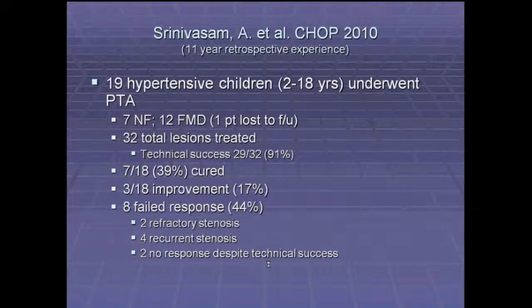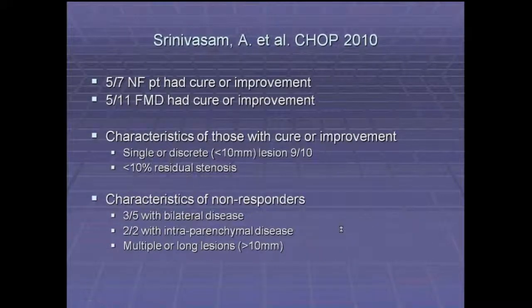And most recently, a group in Philadelphia, 19 hypertensive children. Again, nearly 40% of them were cured. 3 out of 18, so 10 out of 18 had significant improvement. 8 failed responses, right? And this is how they broke down. 5 out of 7 with neurofibromatosis had cure or improvement, whereas 5 out of 11 with FMD had cure or improvement.